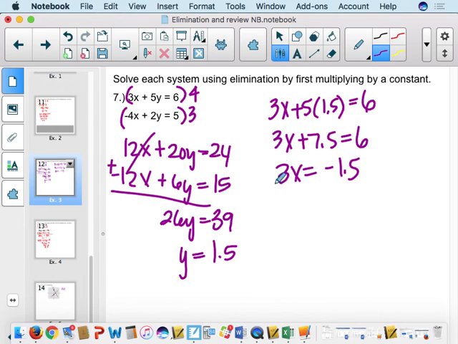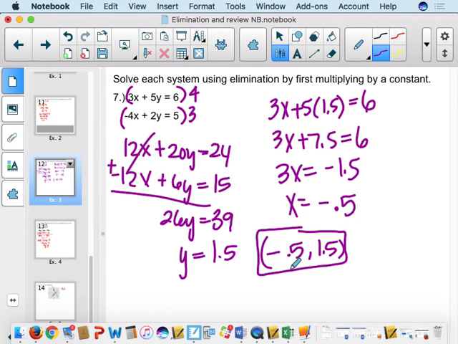And negative 1.5 divided by 3? Negative what? So negative 1.5 divided by 3. So our ordered pair here is negative 0.5 and positive 1.5. All right, so testing to see if we did that right, let's use this top equation. So 3 times negative 0.5 plus 5 times 1.5, do we get 6? You type that in your calculator and check.